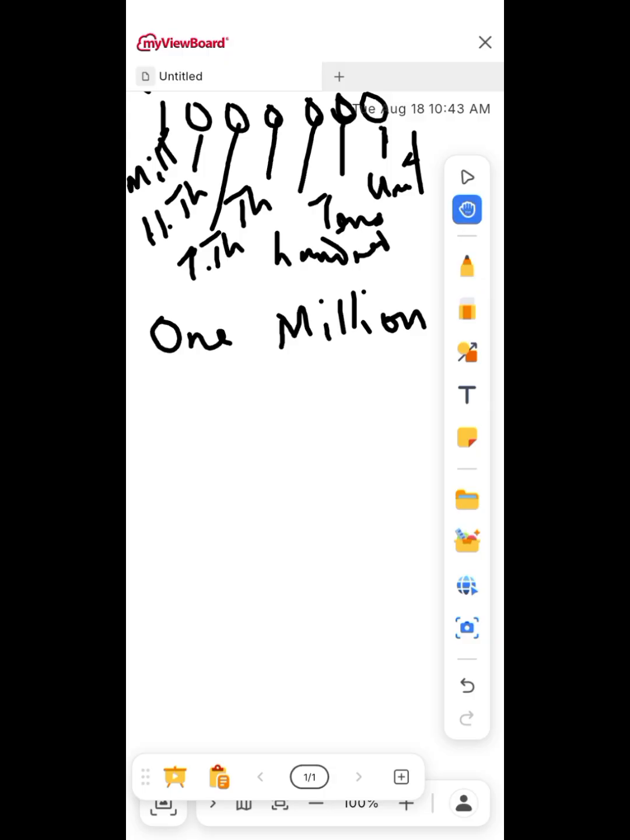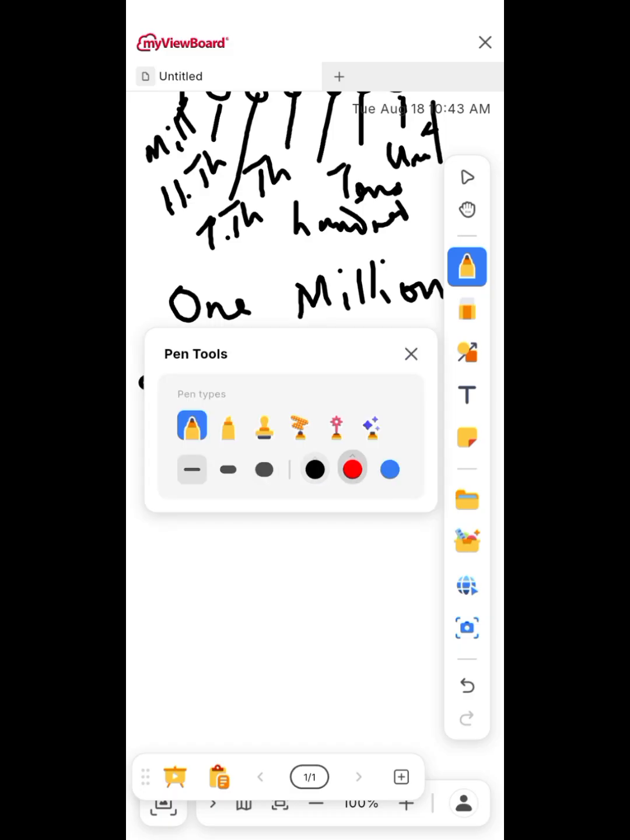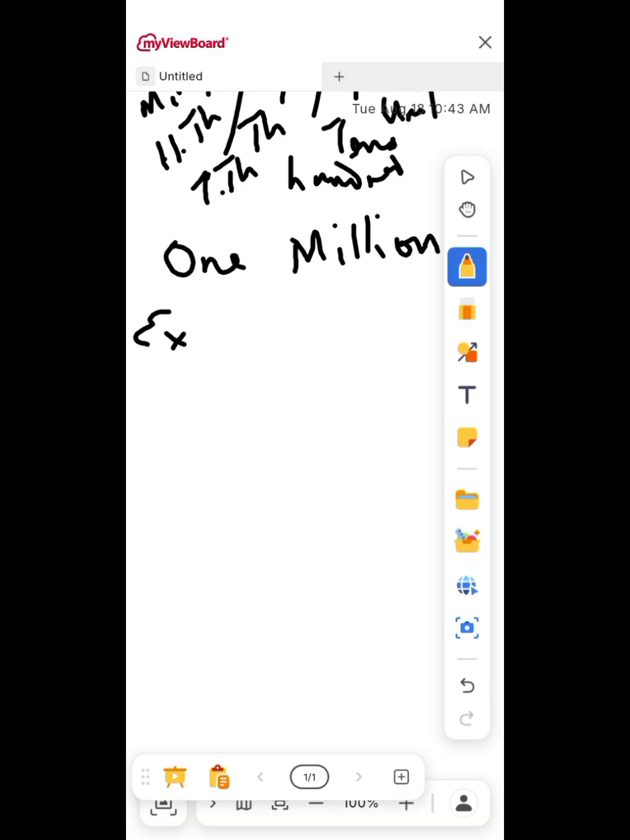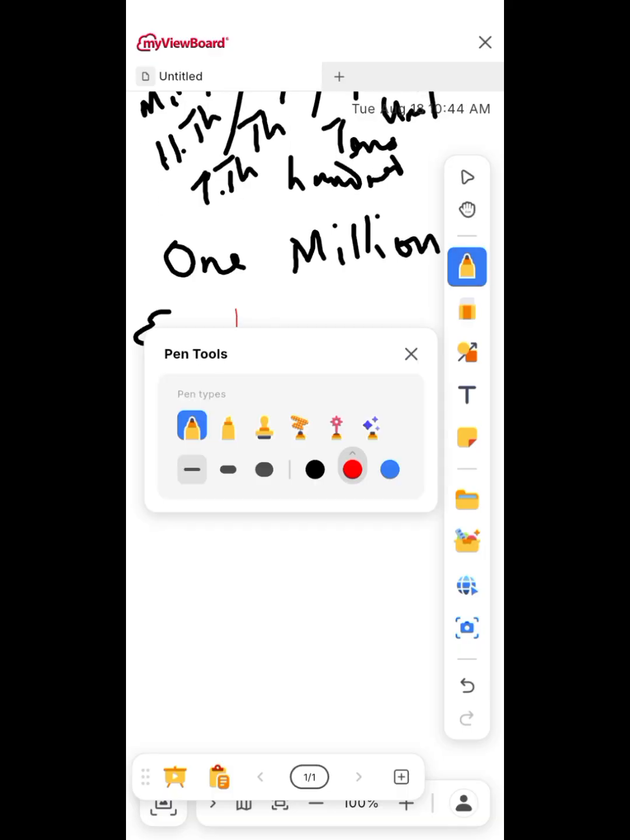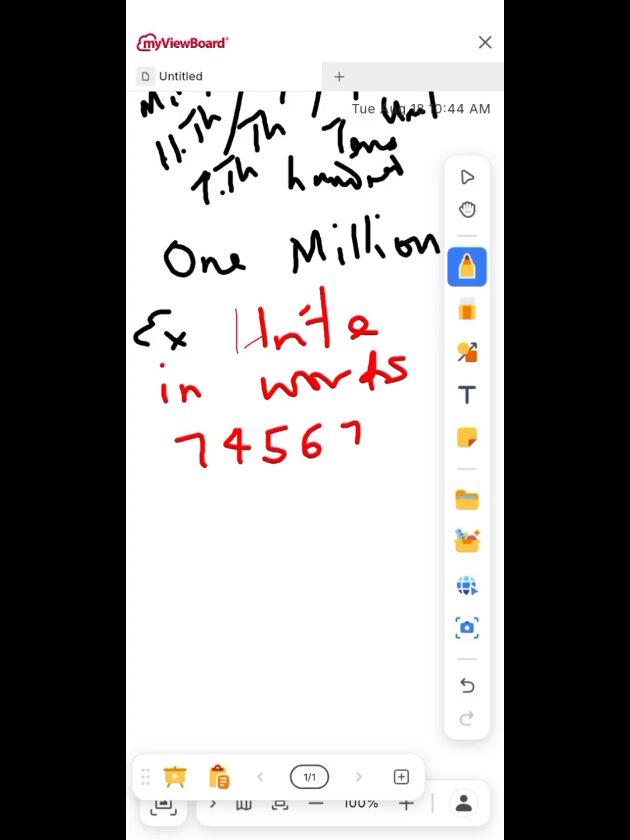Let us see another example in the range of millions. They could give you something like this: write in words. So let's say we have 7456760. So the same thing.